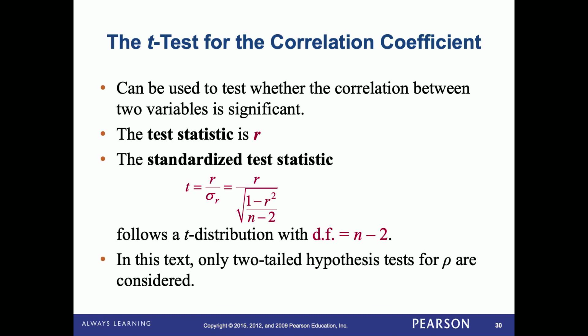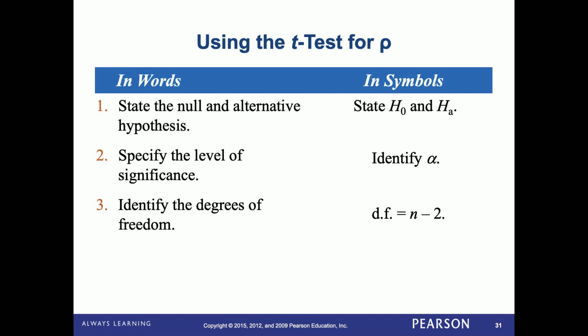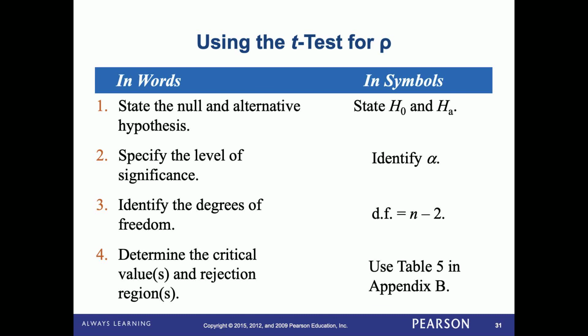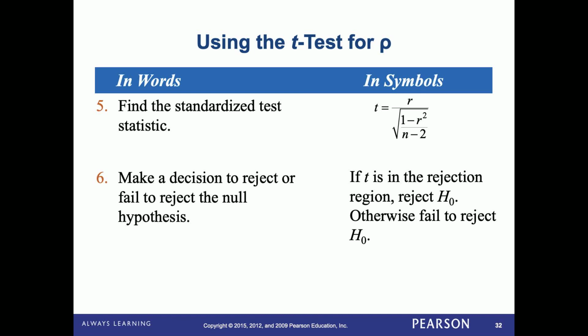In this text, only two-tailed hypothesis tests for rho are considered. All right, so we're going to do two-tailed. We state the null and the alternative hypothesis. We identify our significance level, either 0.05 or 0.01. We identify our degrees of freedom, n minus 2. Then we go to Table 5 in Appendix B to find the critical values and determine whether it's significant or not. And of course, we calculate t, the standardized test statistic, using this formula. Then, based on whether it meets the hypothesis or not, we determine whether it's significant.